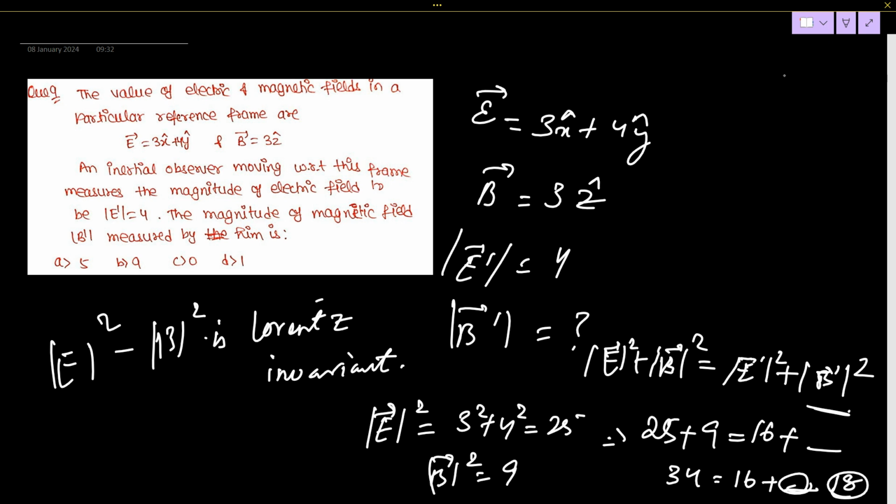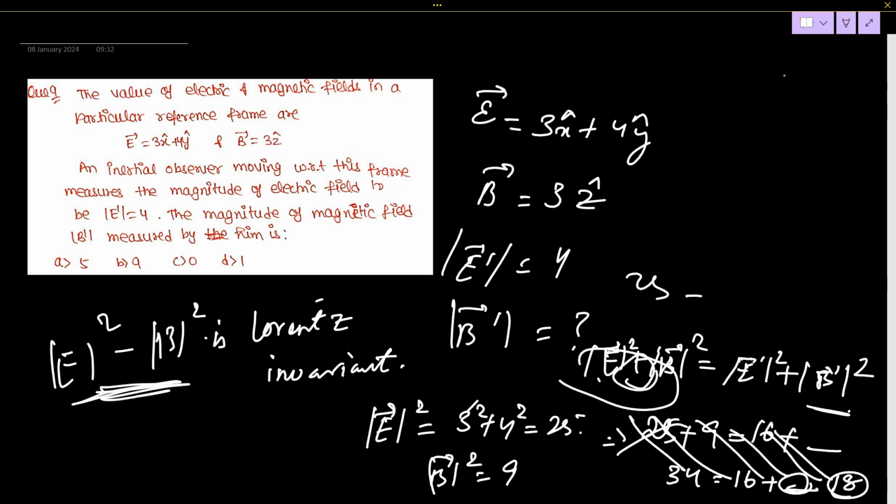Or what? Did I make a mistake? Oh, sorry. E dash is okay. I got it. e square plus b square is 25. Sorry. No, no, no. I did it right. Oh, okay, okay. I get it. E square minus b square is invariant. Okay. I did it for e square plus b square. Yeah, this plus is wrong. What will be the answer?